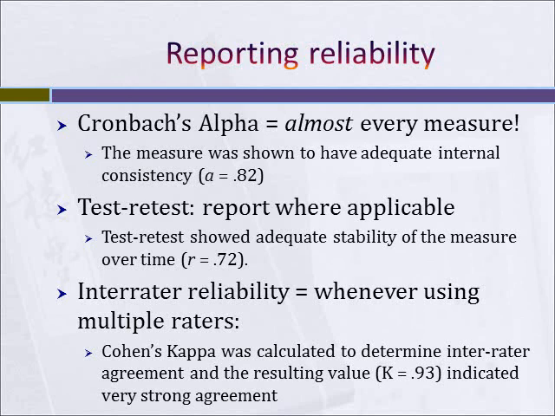Interrater reliability would be used whenever you use multiple raters. So you could say something like Cohen's kappa was calculated to determine interrater agreement and the resulting value, where kappa is represented by the Greek letter kappa, equals 0.93, indicated very strong agreement. So this is how you report reliability. Of course, there are other types of reliability, but the same general rules apply. Say what type of reliability you're measuring and then give the statistic, and you are good to go.